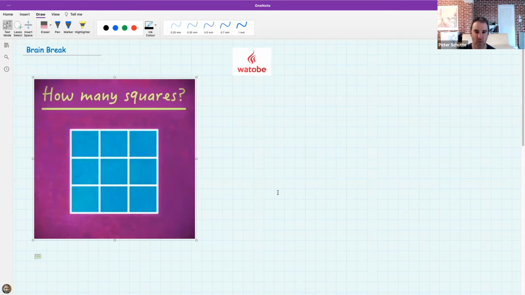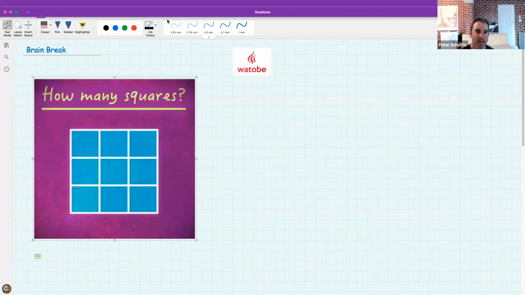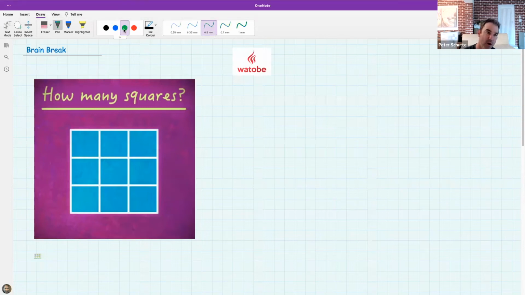So just for fun, what do you think? How many squares do you see in that picture? How many squares do you think you have? So those who are saying 10, you've got a lot of them, but I'll give you one hint that you haven't got all of them.